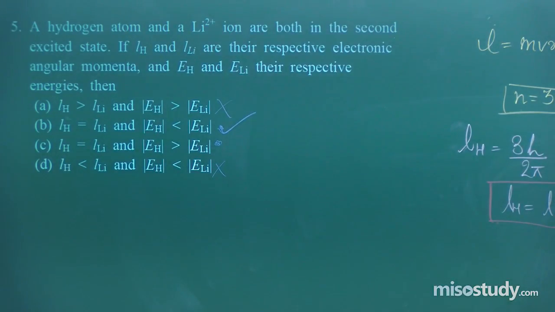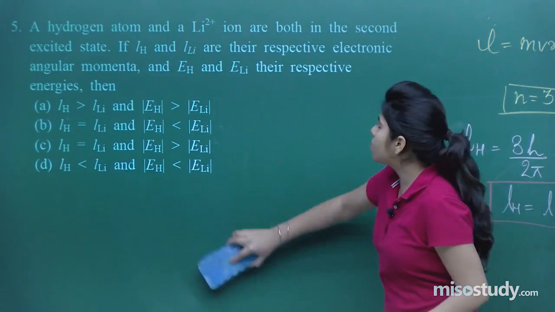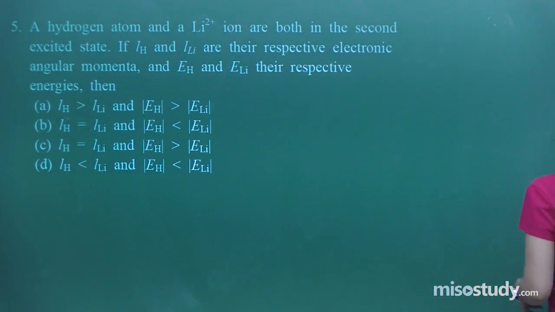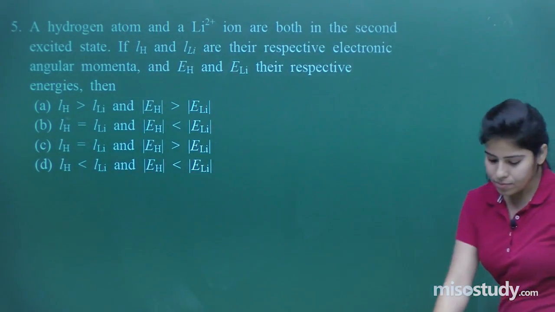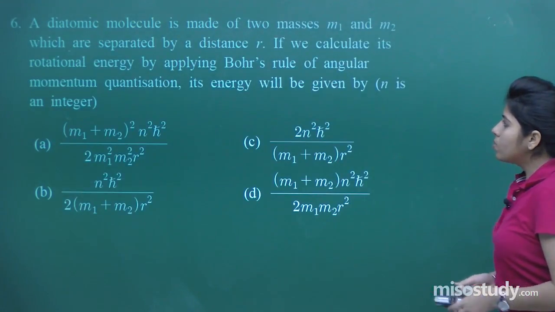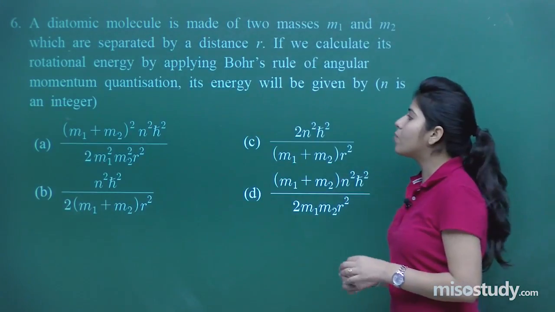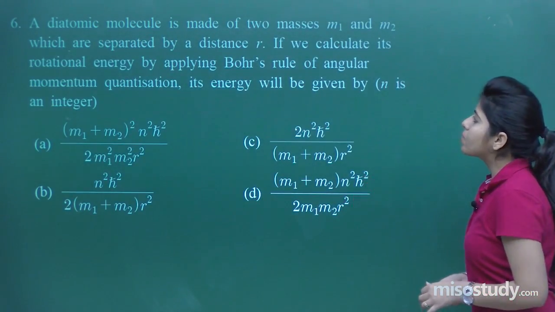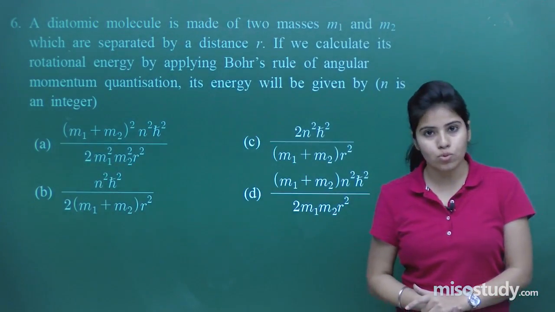Okay. So now after doing this question, it's time to move towards the next question. That will be question number 6 for this session, and we will be preparing the board. Okay. So we have been given a question on a diatomic molecule. A diatomic molecule is made of two masses M1 and M2.